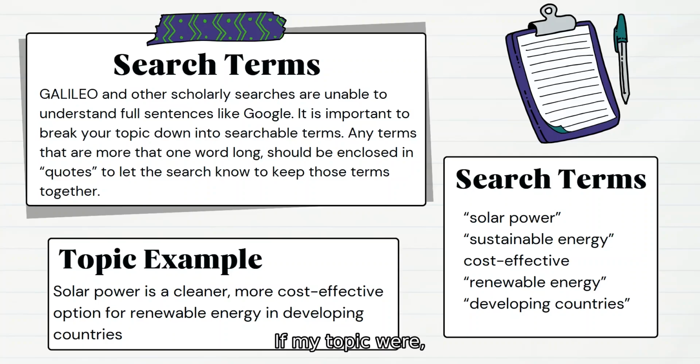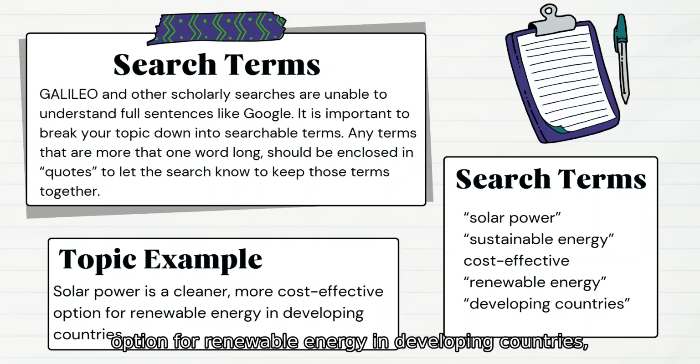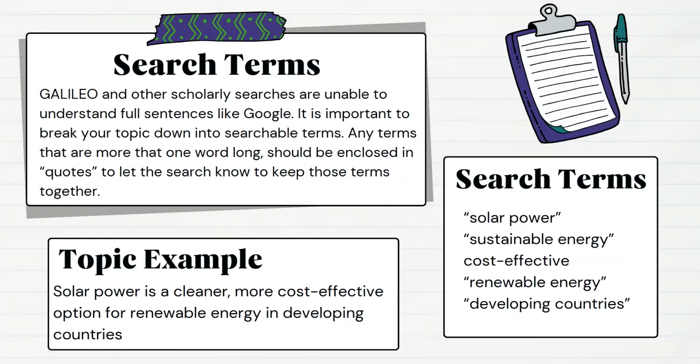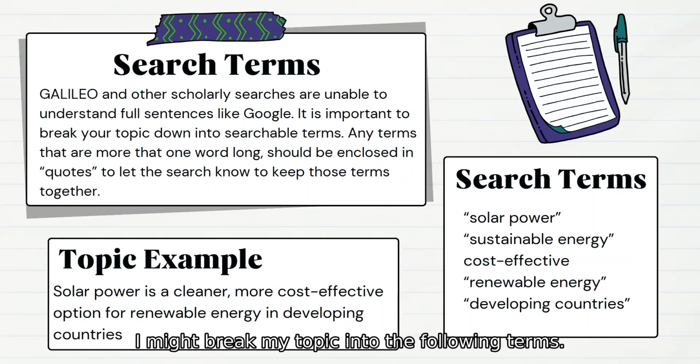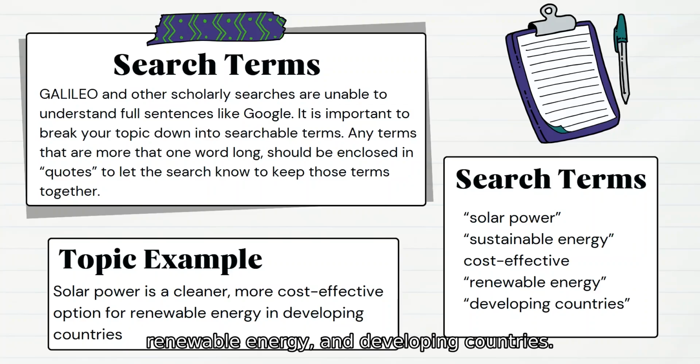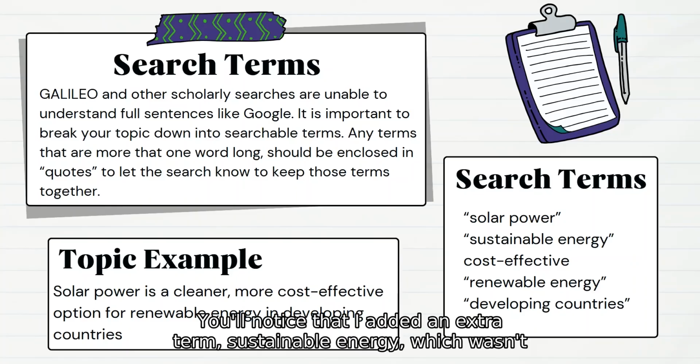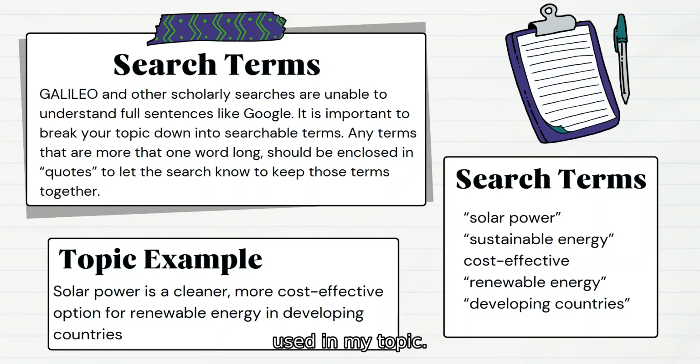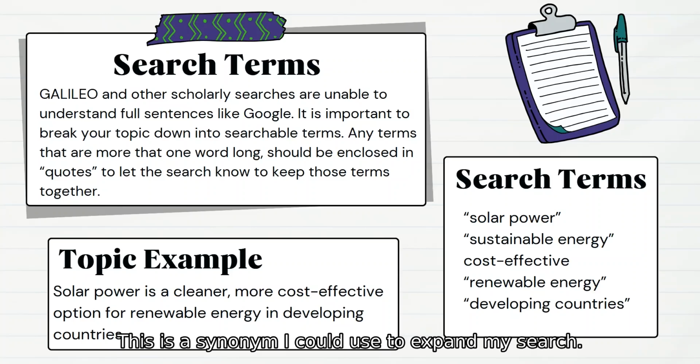If my topic were solar power is a cleaner, more cost-effective option for renewable energy in developing countries, I might break my topic into the following terms: solar power, sustainable energy, cost-effective, renewable energy, and developing countries. You notice that I added an extra term, sustainable energy, which wasn't used in my topic. This is a synonym I could use to expand my search.